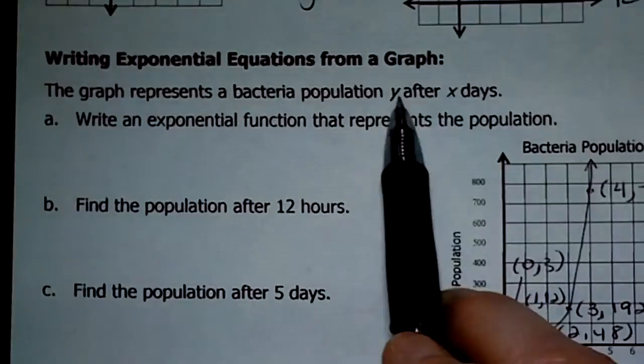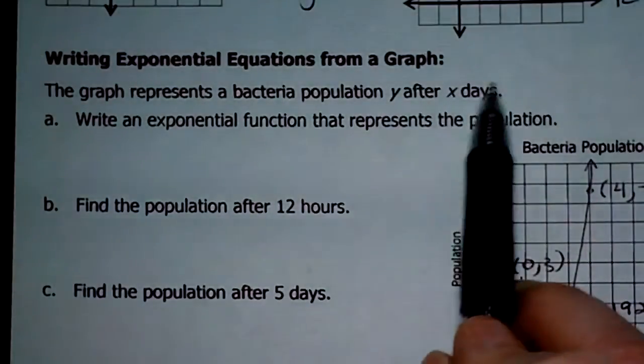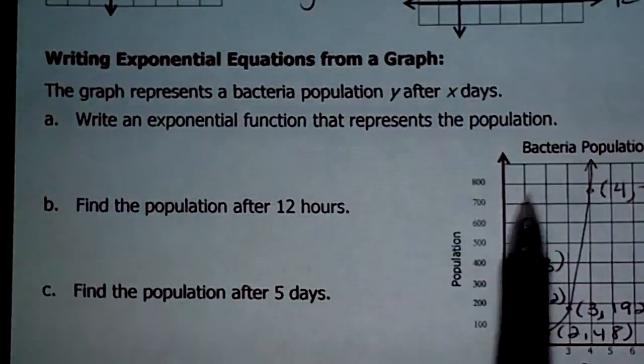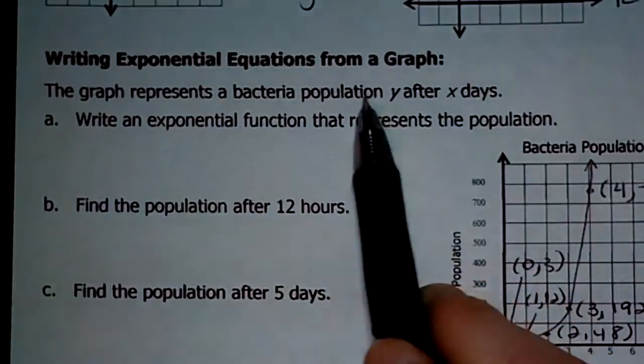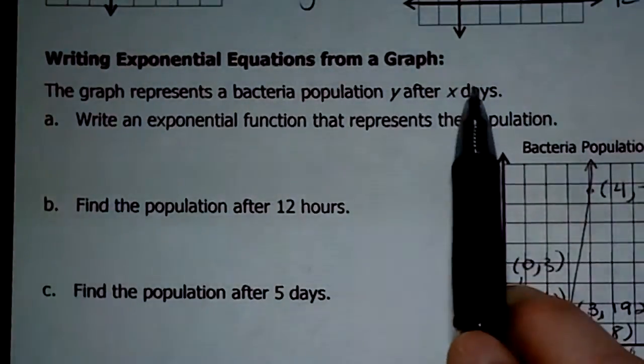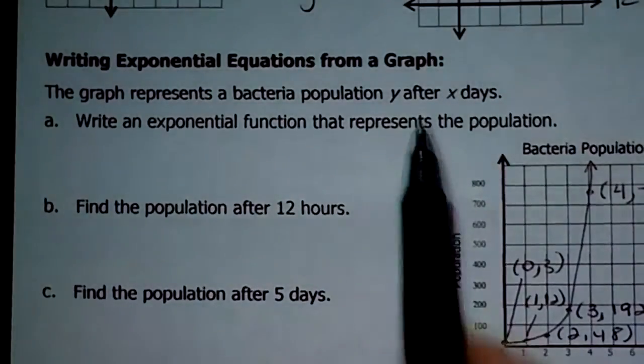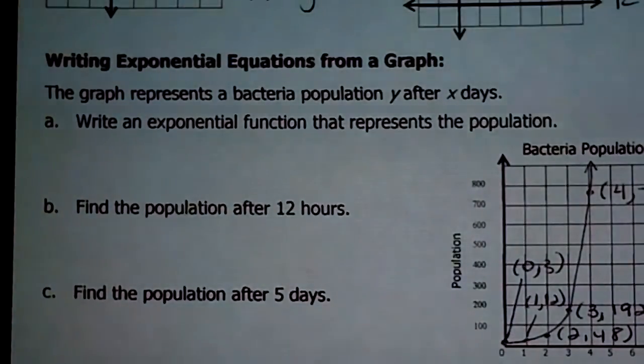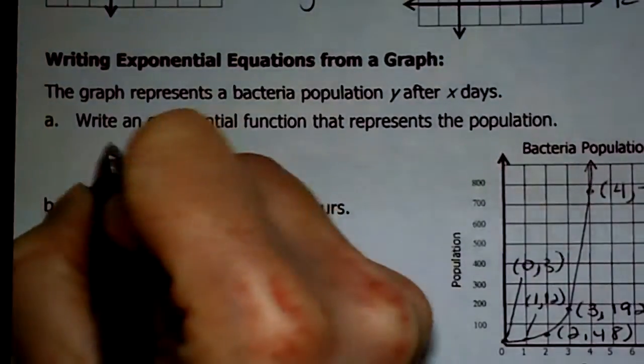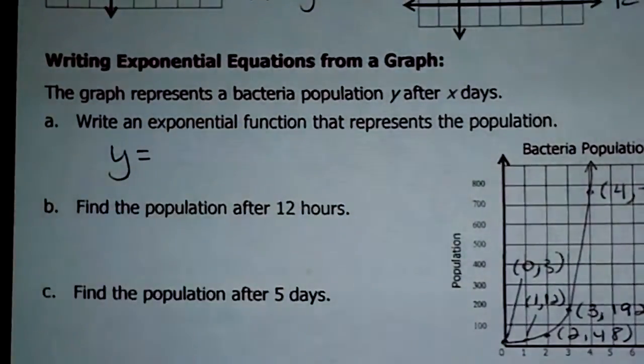Remember how I said that x represented time periods? When you put a situation with it, this is usually the case. So I want to know the total population y after x amount of days. A, write an exponential function that represents the population. So I'm asking you to write me the equation. In order to get the total bacteria population, what would my equation be?